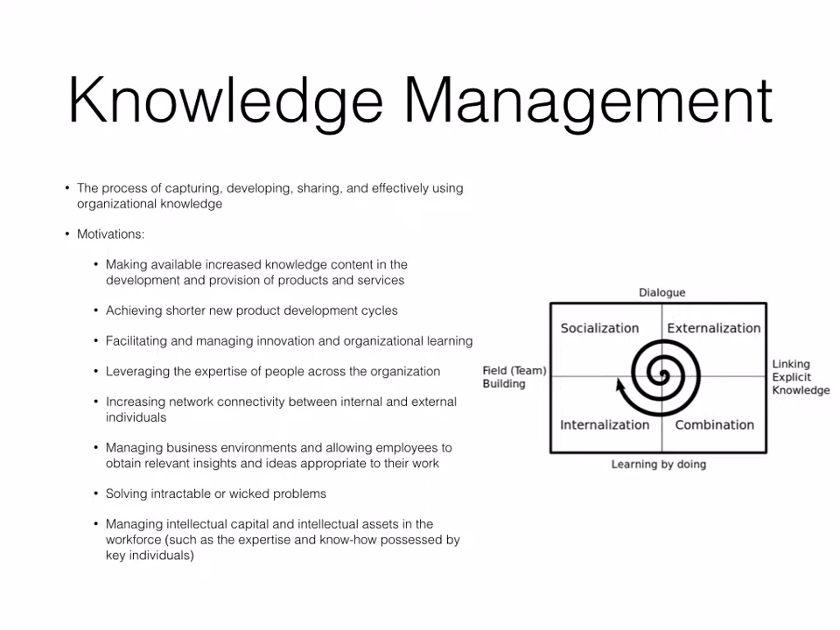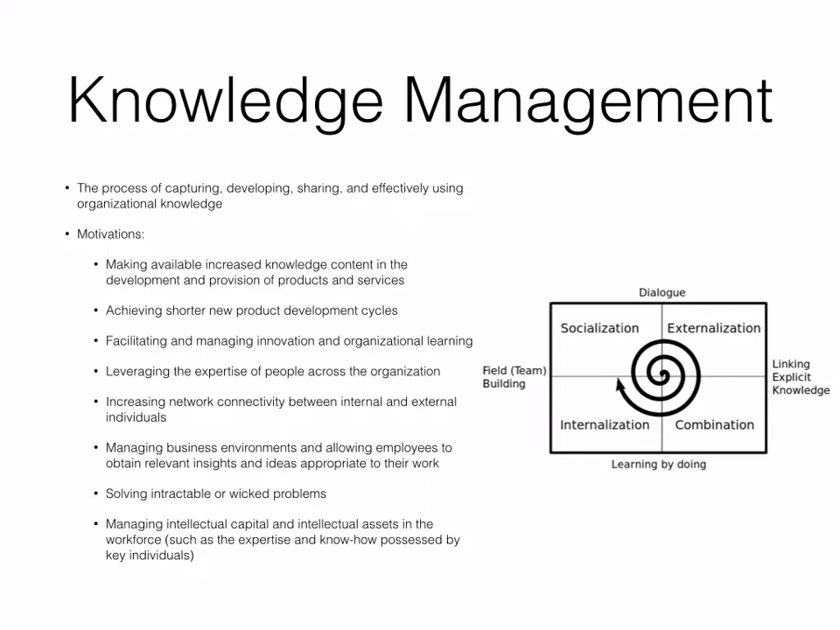But there's things that people use to try and manage this knowledge. A very basic form of knowledge management with respect to technology is a code repository, right? Having all your code in a single repository so that it can be analyzed is a very rudimentary kind of knowledge management. But in general, some of the motivations behind knowledge management is making available increased knowledge content in the development and provision of products and services, achieving shorter and new product development cycles, facilitating and managing innovation and organizational learning.